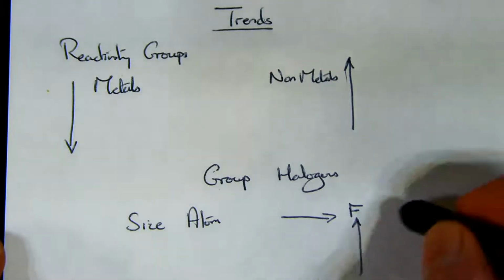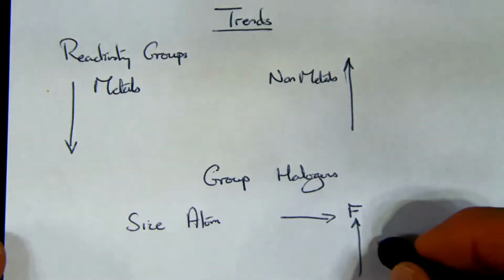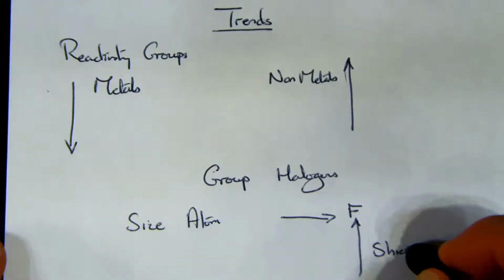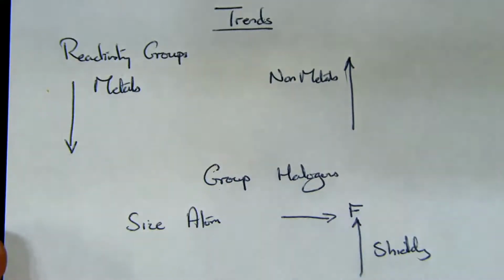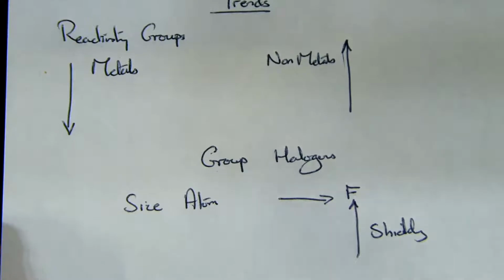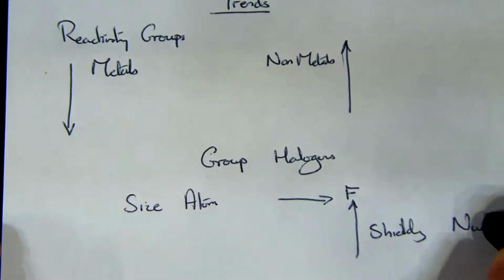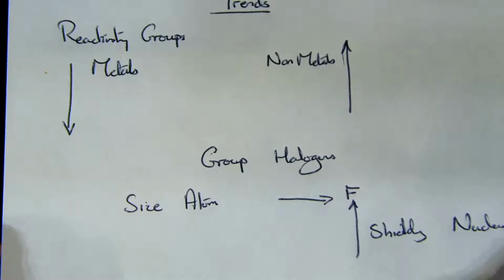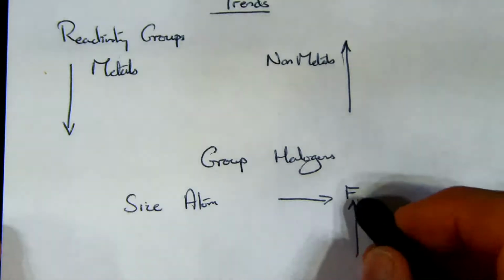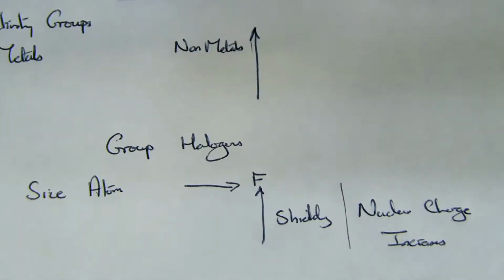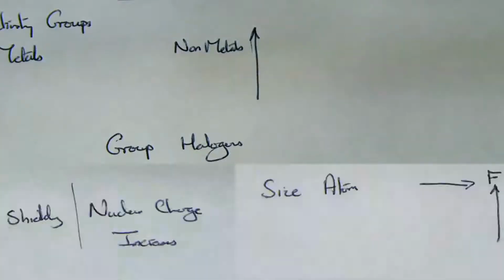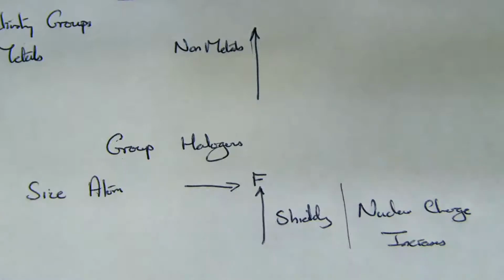The shielding here increases as we go up to fluorine. And we can see that the nuclear charge increases as we go because the electrons are nearer. So this gives us an idea about some trends.